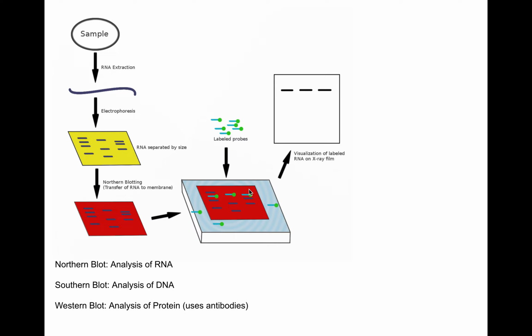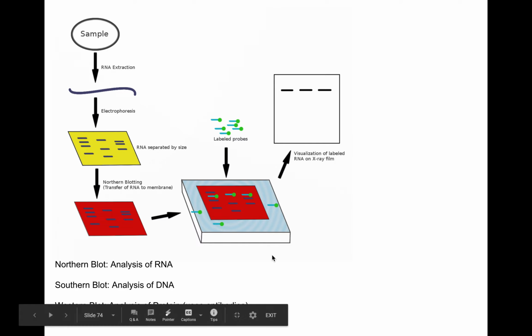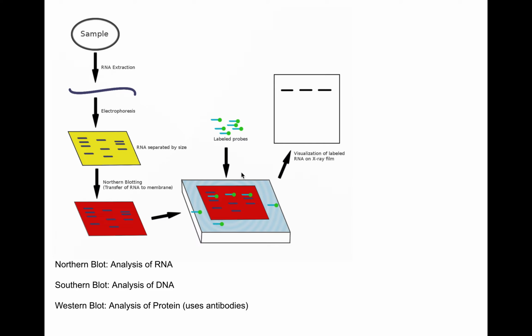Then you take the membrane and wash it with probes that are specific for the gene of interest you're looking for. Typically they're labeled, you might label them with fluorescence, or with a radioactive molecule. You wash away what has not bound to the membrane, and then you visualize. If you're visualizing on an X-ray film, that means you were using radioactive probes. So that is a northern blot.